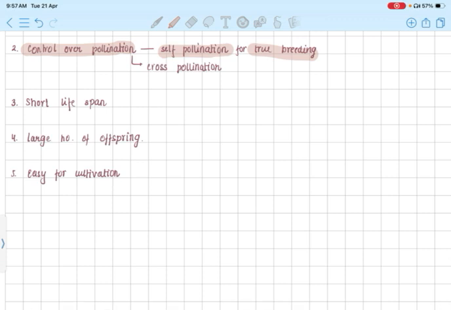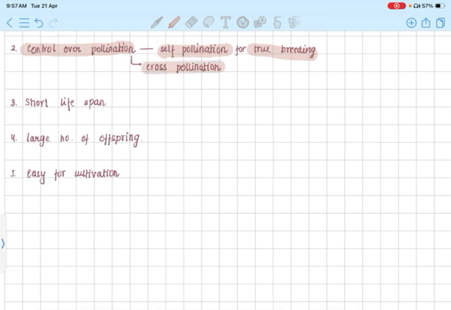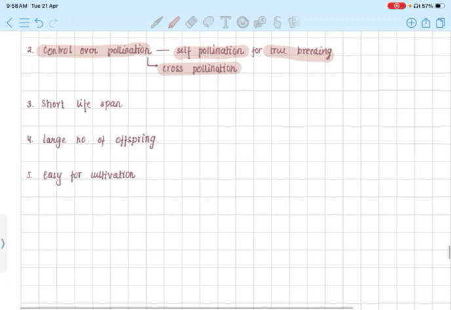True breeding is very easily possible, and cross pollination is also possible, to check how the genes move from one generation to the other. Mendel did cross pollination, which we normally call artificial pollination, done by hand, in which we remove the anther of the plant and pollinate the stigma with pollen from another anther. That is cross pollination.